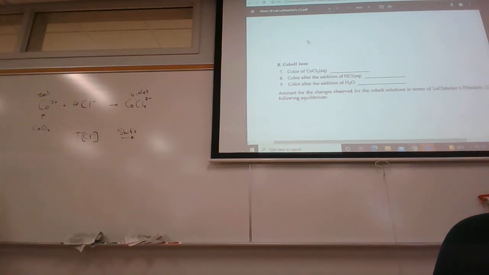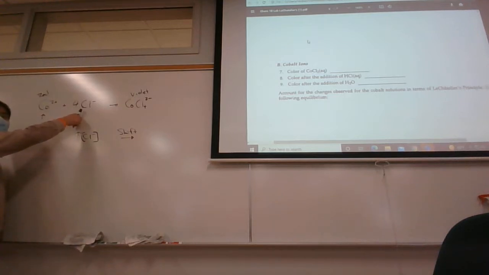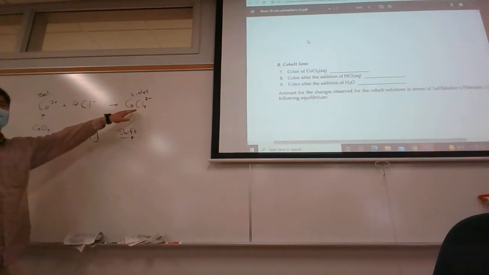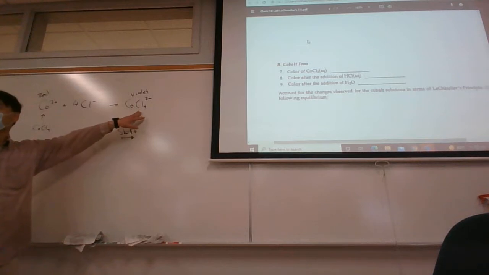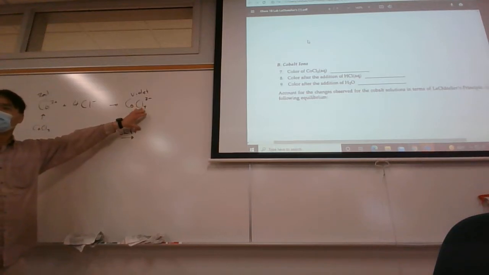Okay, now how can we decrease the chloride concentration? Well, adding water, but adding water is going to not just decrease chloride, it's also going to decrease the cobalt 2. And so you say, okay, if it decreases the cobalt 2 and the chloride, it should shift left. But the problem is it also decreases the concentration of the product here. And so if we decrease the concentration of the product, which way should it shift?